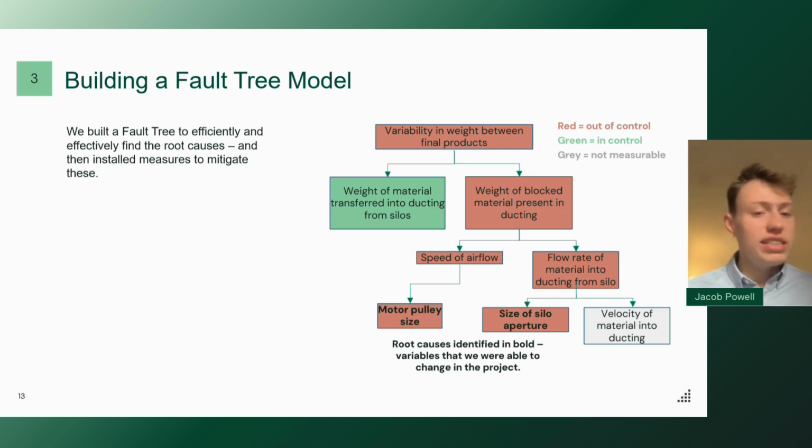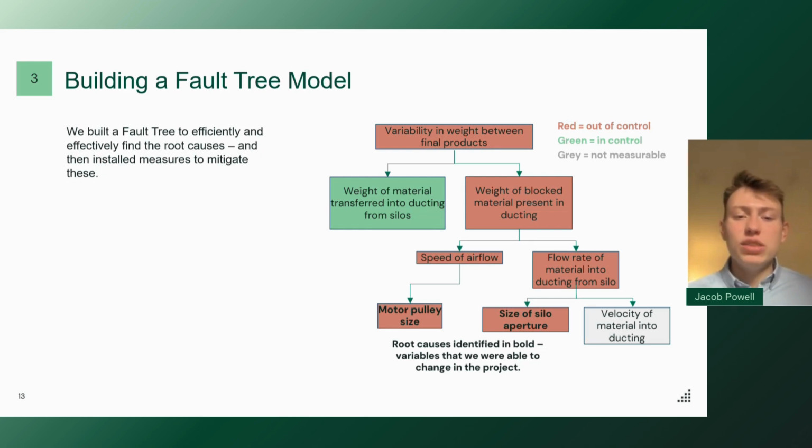So you can see that the first rung of variables, we were able to show that the weight of material transferred into the ducting from the silos was in control, but that the weight of blocked material present in the ducting was out of control.